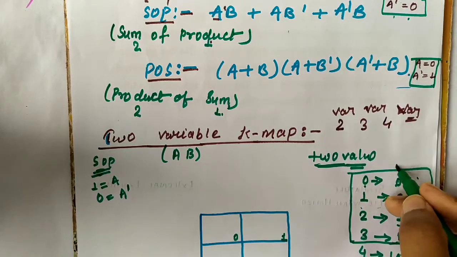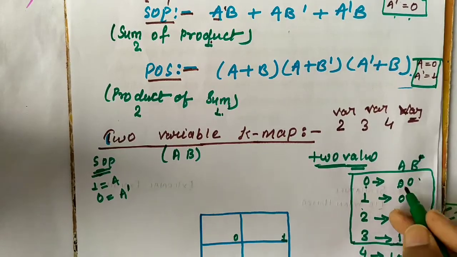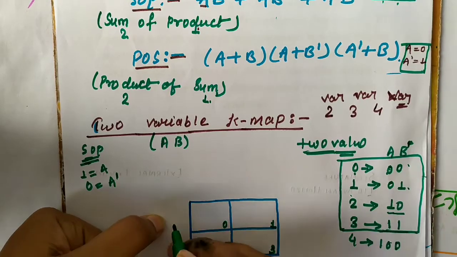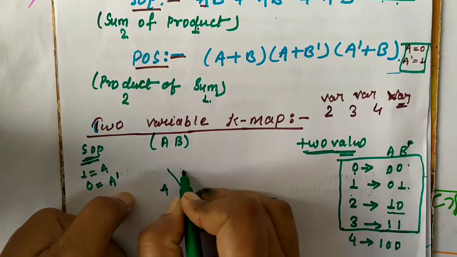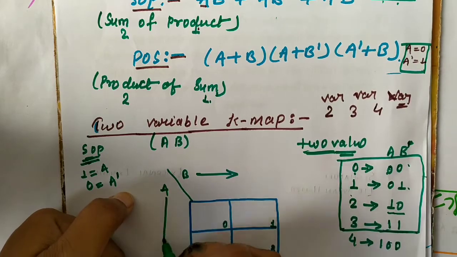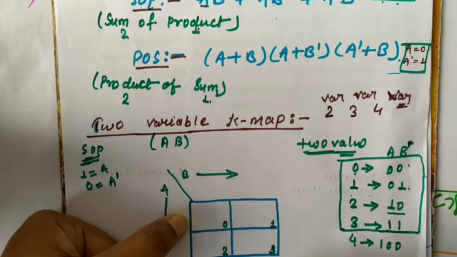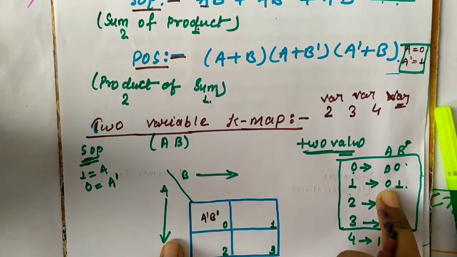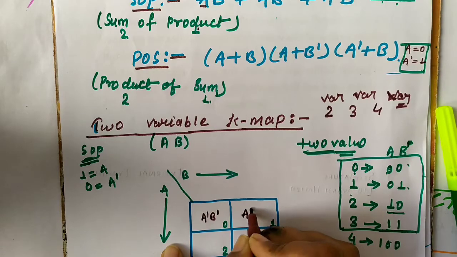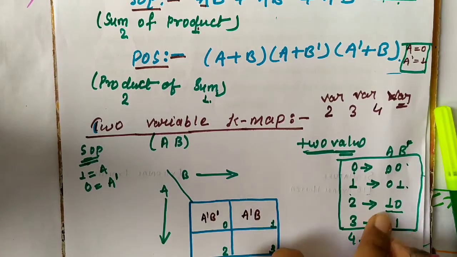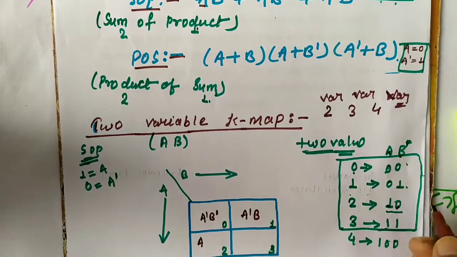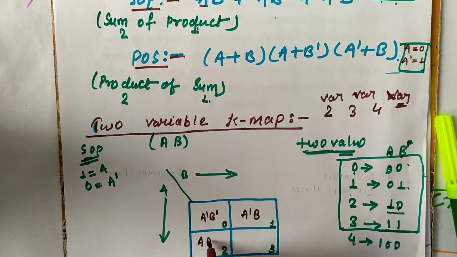So here A and B. 0 means A dash B dash. Using A and B, in this column write B and in that one write A. So 0 0, the binary number of 0, is A dash B dash. 1 means A dash B. Next 2 means 1 0: 1 means A, 0 means B dash. So here we write A B dash.